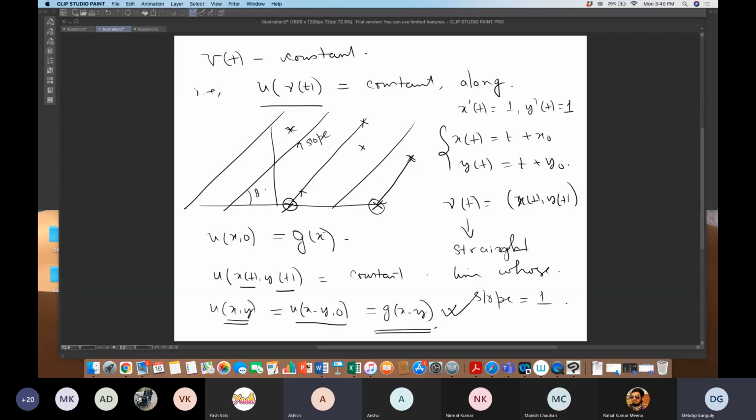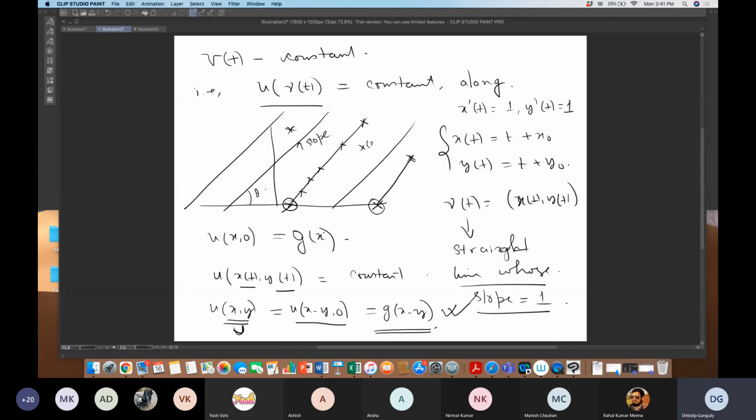It's a good question. So just think. You know u is constant. The solution has to be constant along this line, right? u of x(t), y(t) equals constant. When x(t), y(t) is gamma(t), u of gamma(t), when it is a straight line with slope 1, it is constant. But this does not give you the solution, because you have to find u of x, y at any arbitrary point x, y, not along any one curve.